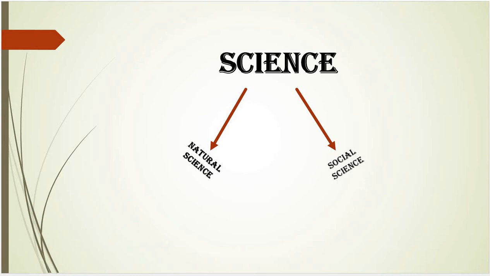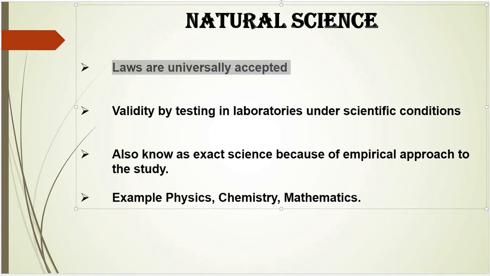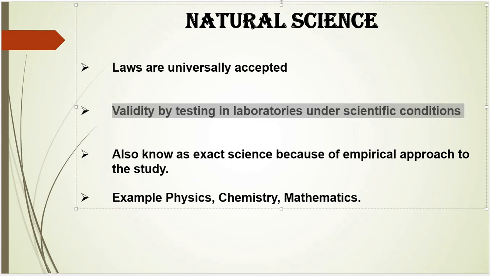Science is nothing but a systematic body of knowledge. Science has two types. First is natural science and second is social science. Let us first discuss natural science. Natural science has laws which are accepted universally. It means they are accepted by all human beings without any doubt, and are verifiable by different scientific methods. These laws can be validated, tested and proved in laboratories. When we study science, we test the laws in laboratories. For example, chemistry and physics laws are universally accepted as natural science laws.